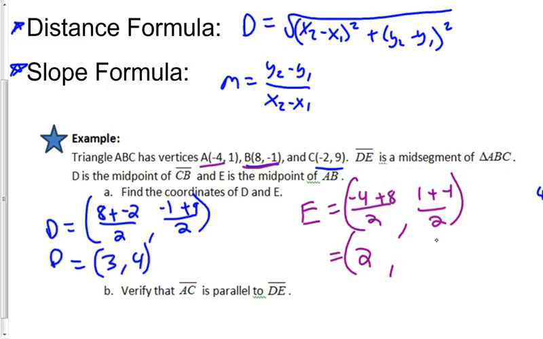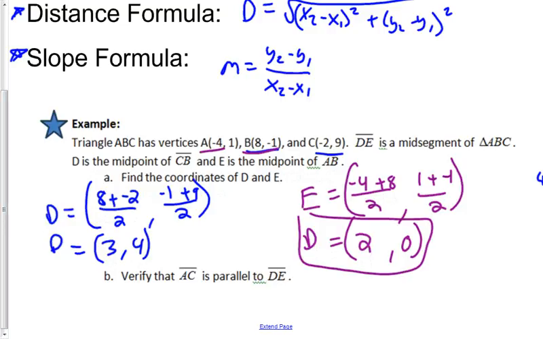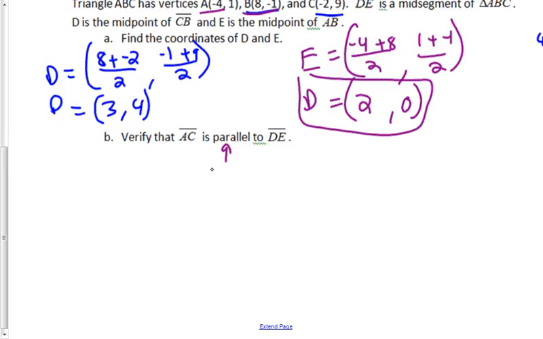1 plus -1 is 0, divided by 2 is 0. So D is (2, 0). Now, to verify in part B that AC is parallel to DE, they would have to have the same slopes. So remember, parallel lines have the same slopes.